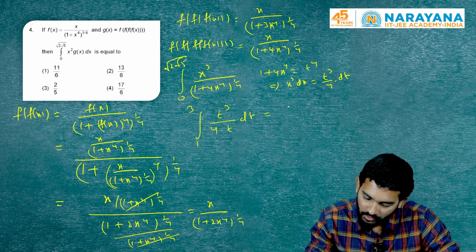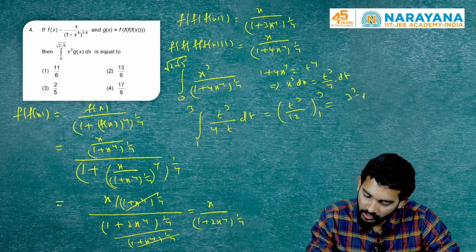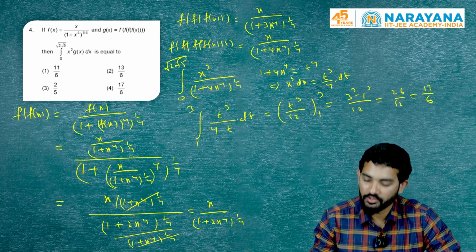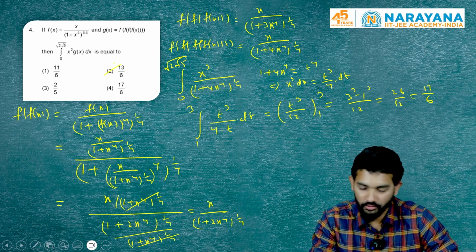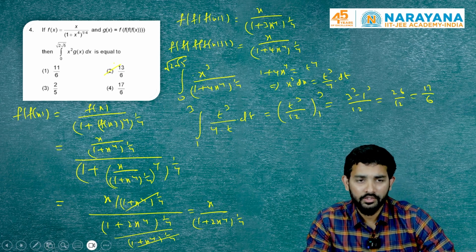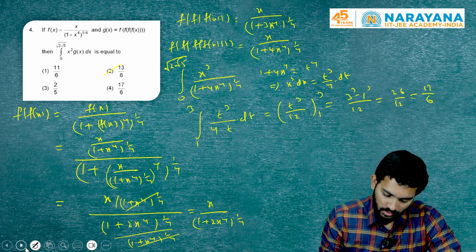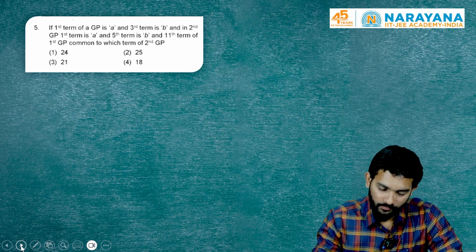So if I integrate, I'll get t cube by 12 from 1 to 3. So (3^3 minus 1^3) divided by 12. So 26 by 12, which is 13 by 6, which is option 2. So again, a calculation based question, you have to just simplify it. Let us go to the next question.